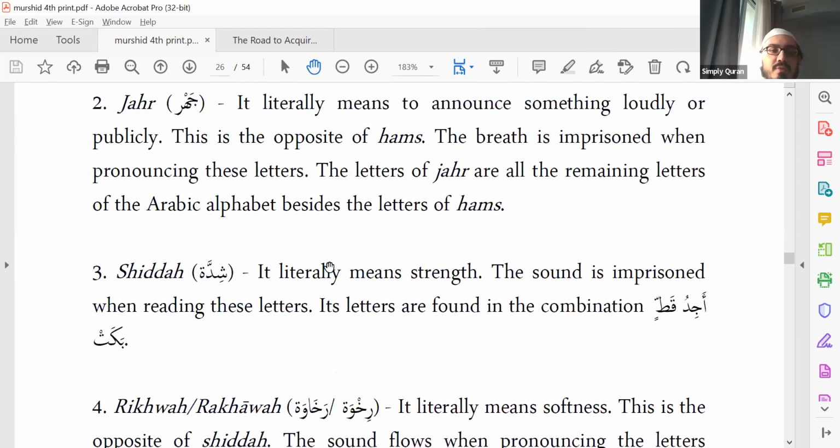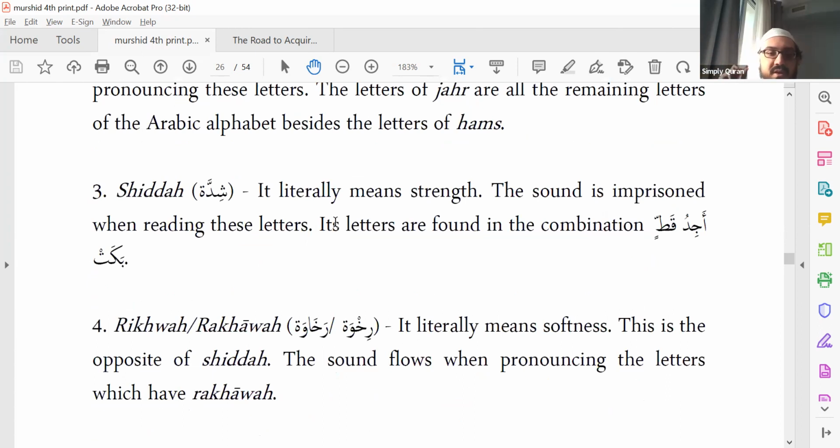Now we're done with breath. Now we're talking about the sound. Remember I said Shiddah and Rakhawah pertain to the sound. So Shiddah, it's not Shaddah. Shaddah with a fatha means this little w on top. So don't say Shaddah. Shiddah with a kasra, it literally means strength.